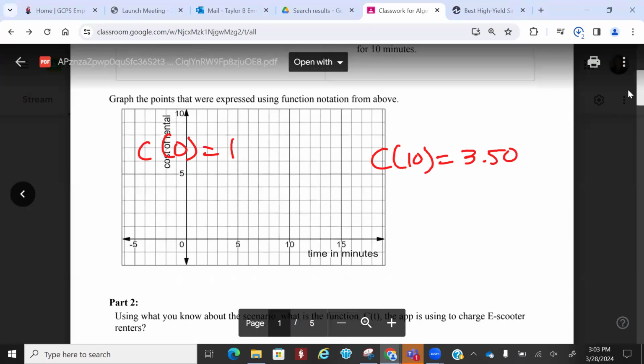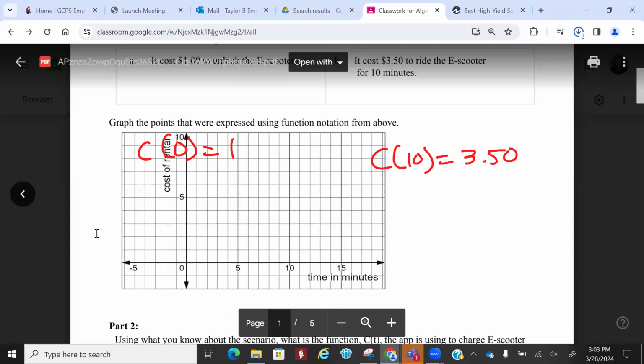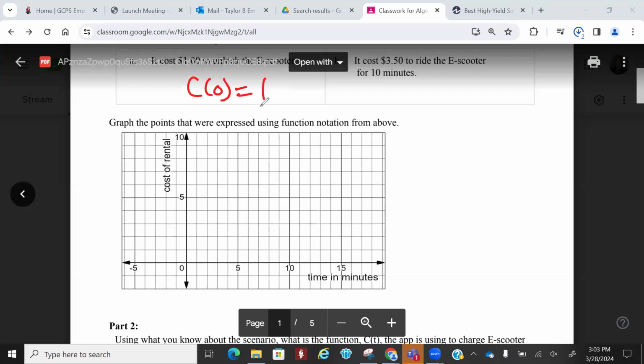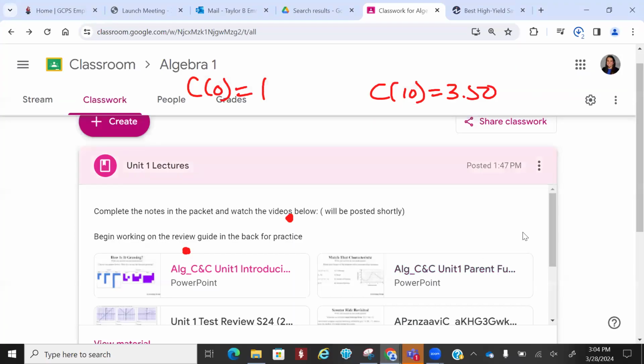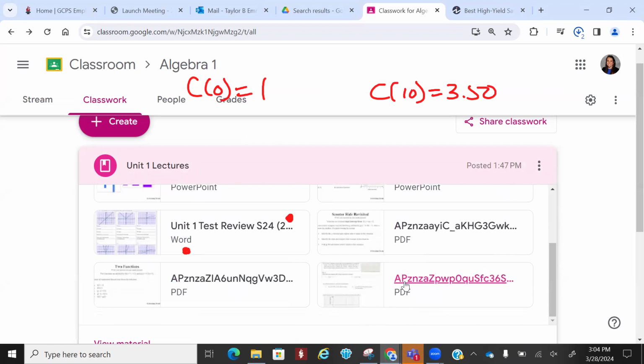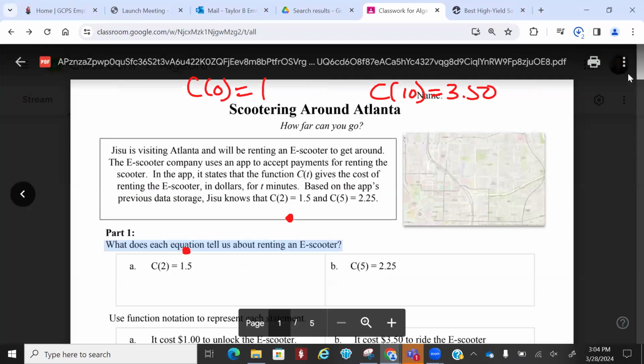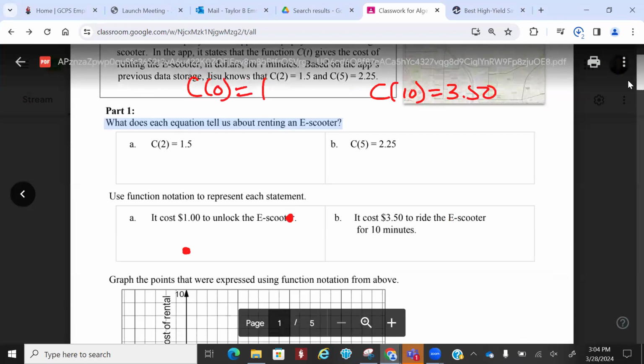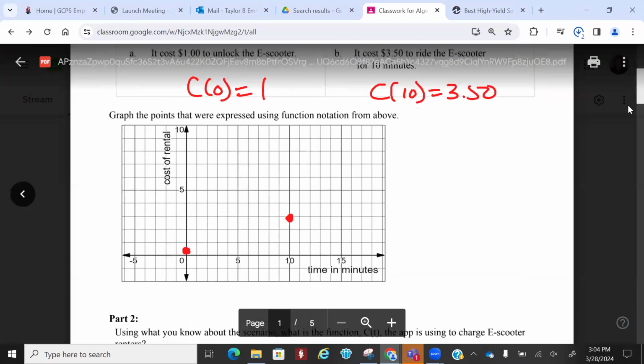So now we're going to graph the points from the function notation above. So we had C of 0 equals 1. That is (0, 1). You told me C of 10 equals 350. So I'm going to go 10 equals 350. Okay. What about the ones up here? See if 2 equals 1.5 and C of 5 equals 2.25.